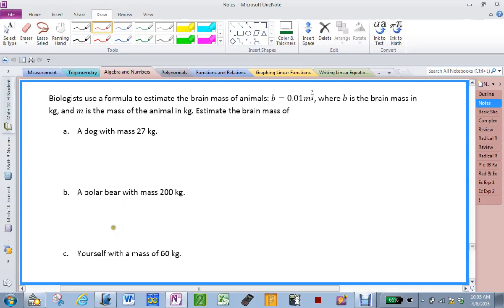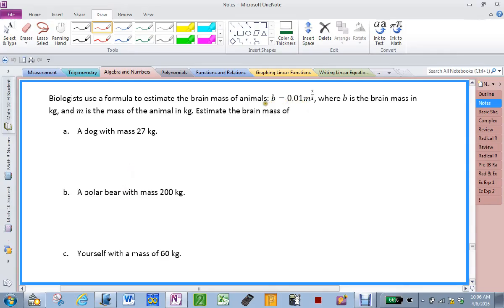Guys, these first three I don't want to spend a lot of time on. They always throw one of these on the provincial. It's got nothing to do with exponents. It's got to do with your ability to work your calculator and substitute numbers, right? That's all this is. This is filling in a formula and putting in the right number. I'm not even going to waste your time on it. Okay?